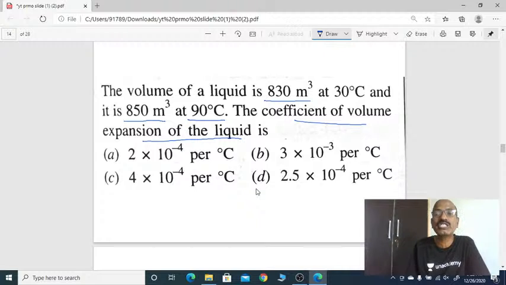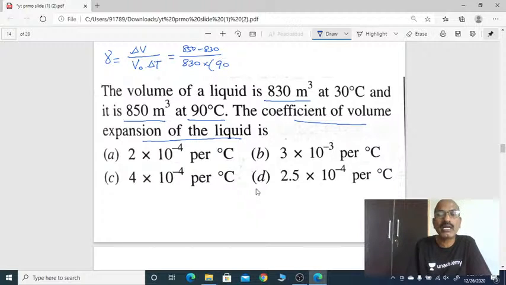Coefficient of volume expansion, we all know, gamma equals change in volume or increase in volume by original volume into rise in temperature, right? So what is the change in volume? Final volume minus initial volume, 850 minus 830. Right? Change in volume by original volume. Original volume will be 830 into increase in temperature, rise in temperature 90 degree minus 30 degree.